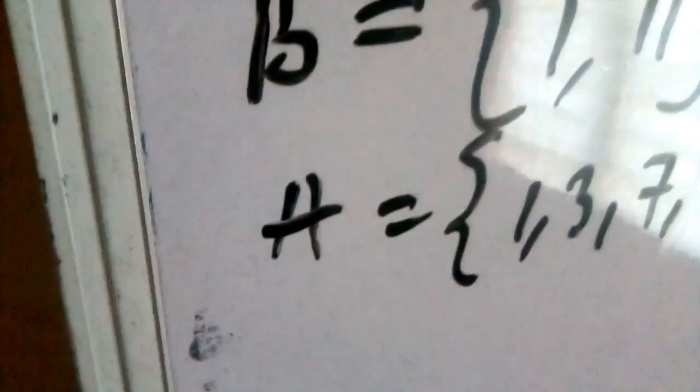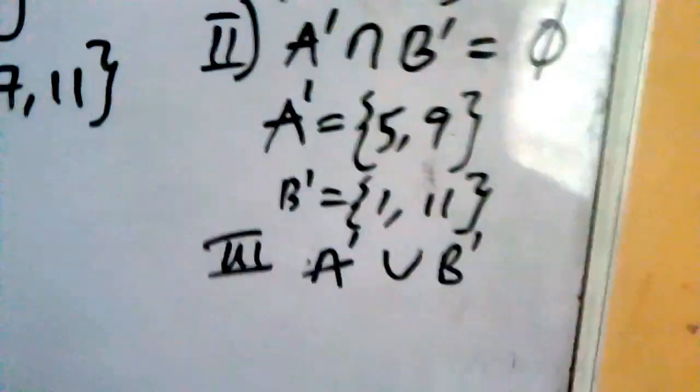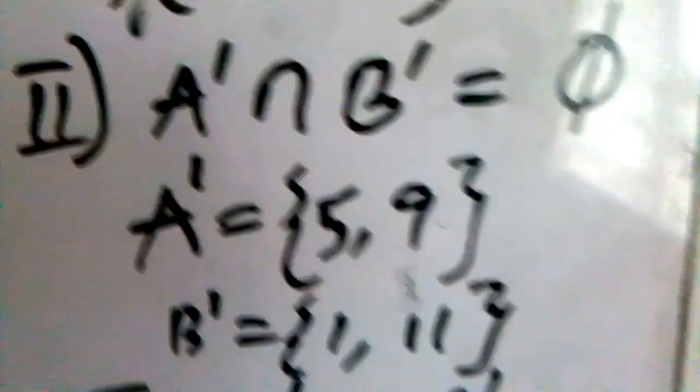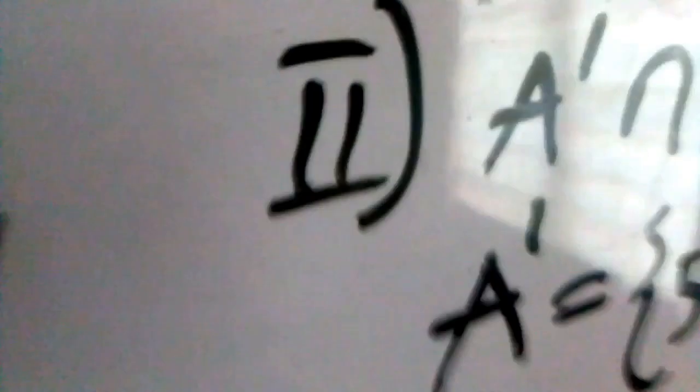So for number 4, we have A complement union B complement. That is what we are expected to find. So this is A complement: 5 and 9, and this is B complement: 1 and 11. So for union, we write the combination of the elements of A complement and B complement without any repetition. So we have 1, 5, 9, and 11.